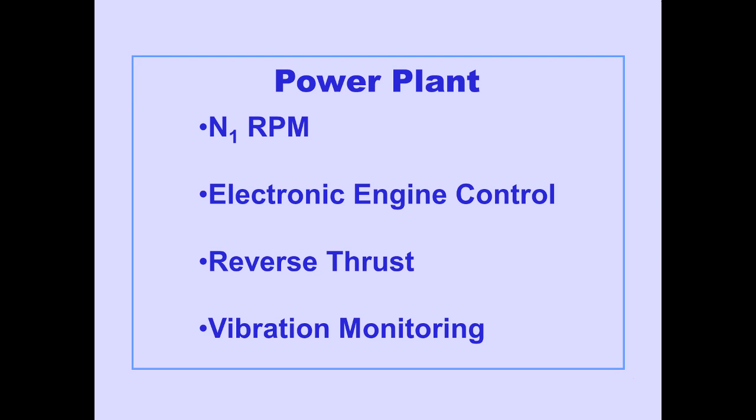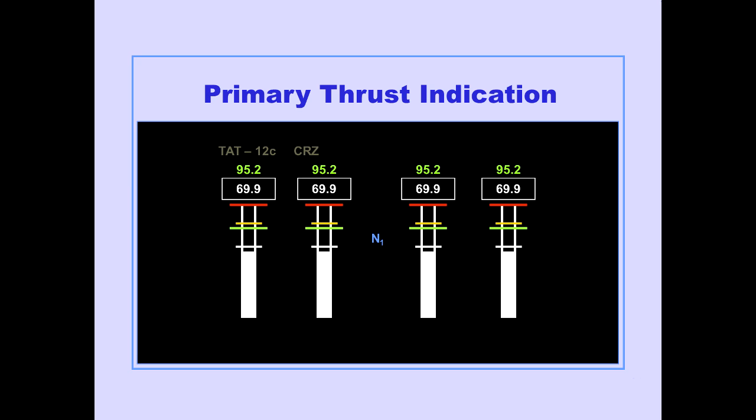In Part 4 of Power Plant, we will discuss N1 RPM, electronic engine control, reverse thrust, and vibration monitoring. Let's begin with N1 RPM. N1 RPM is the primary thrust indication for the General Electric engine.